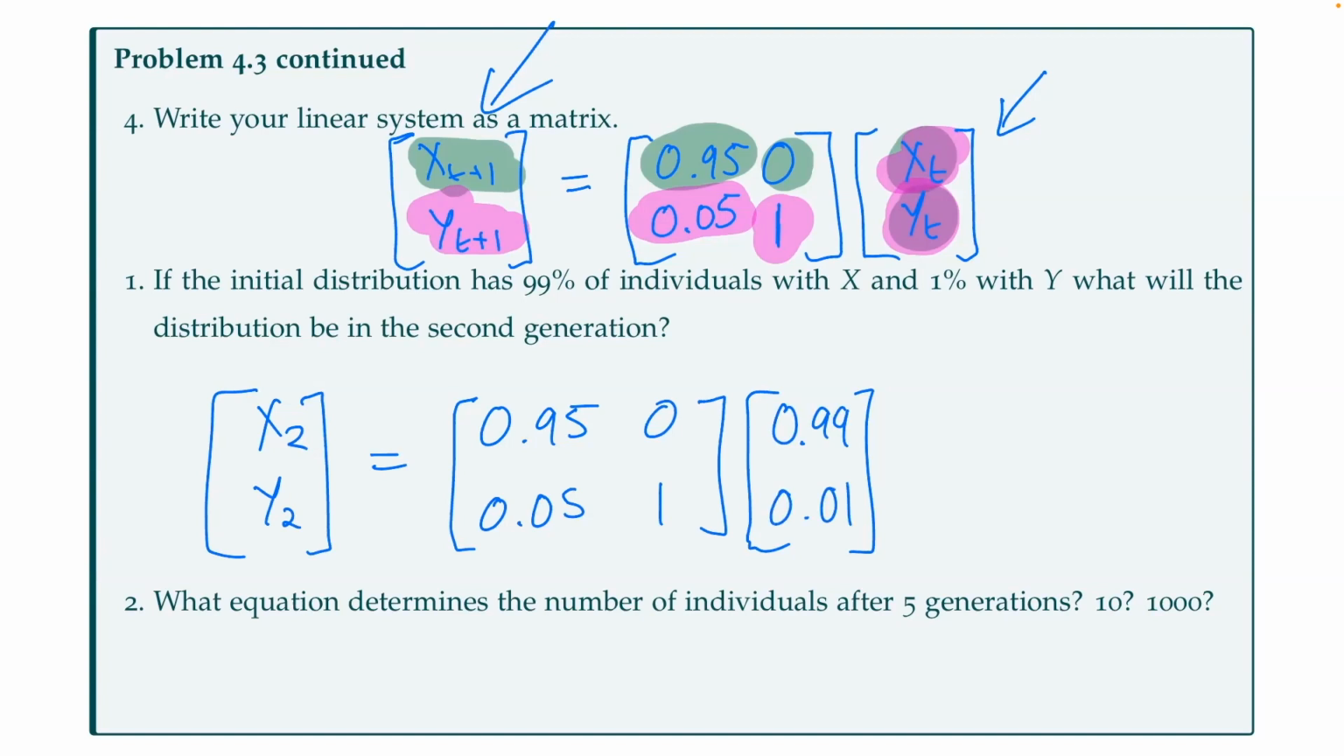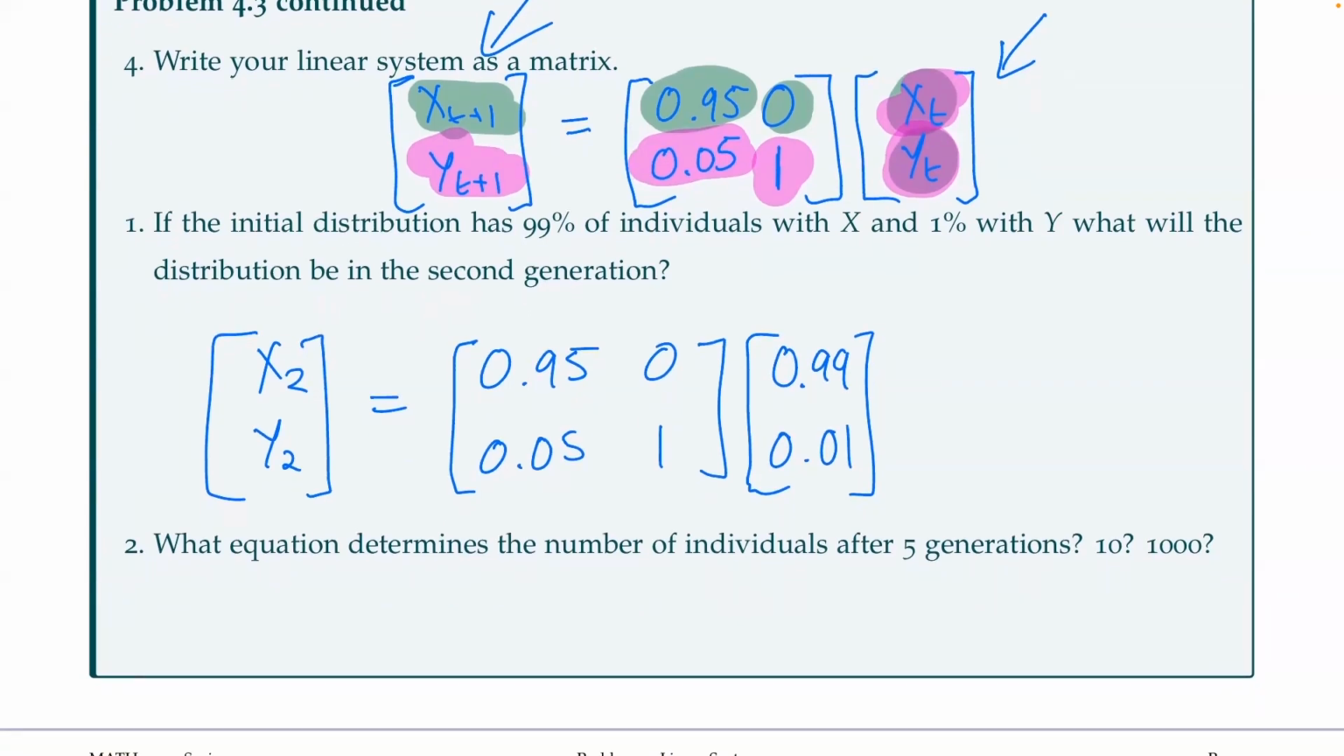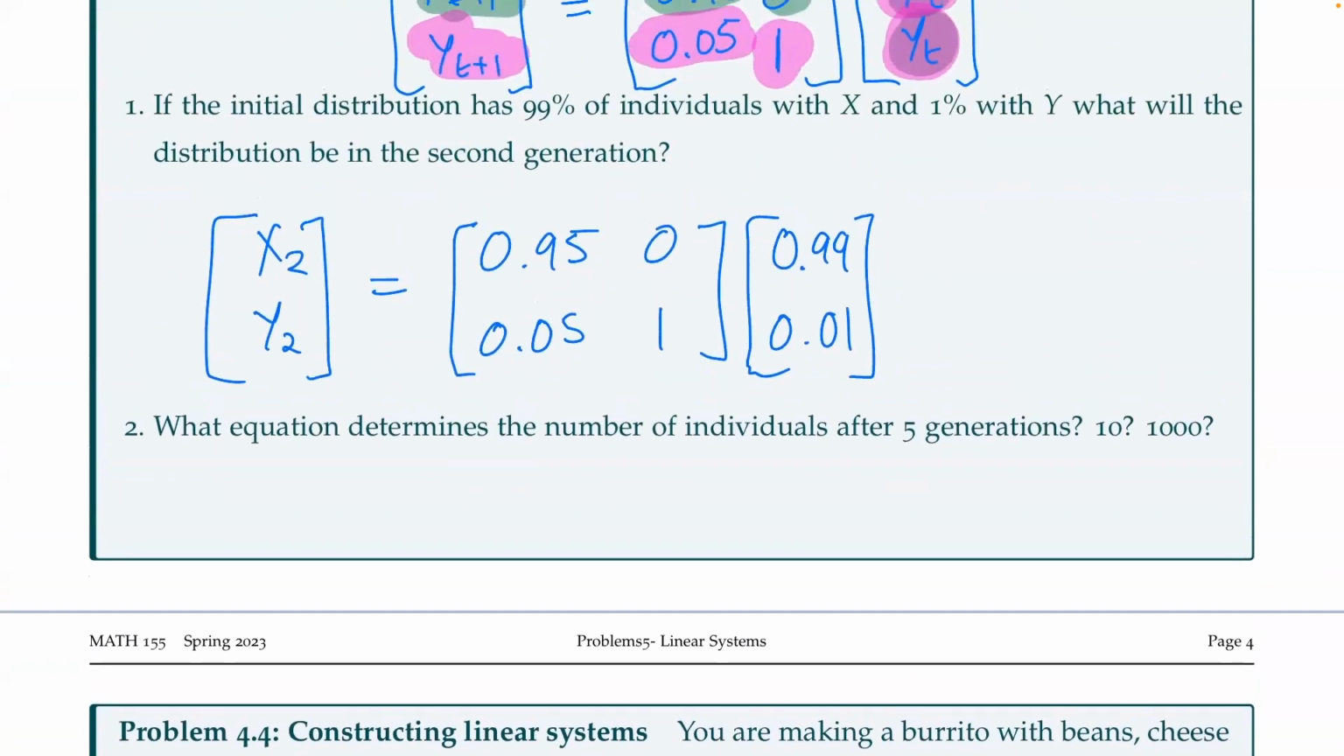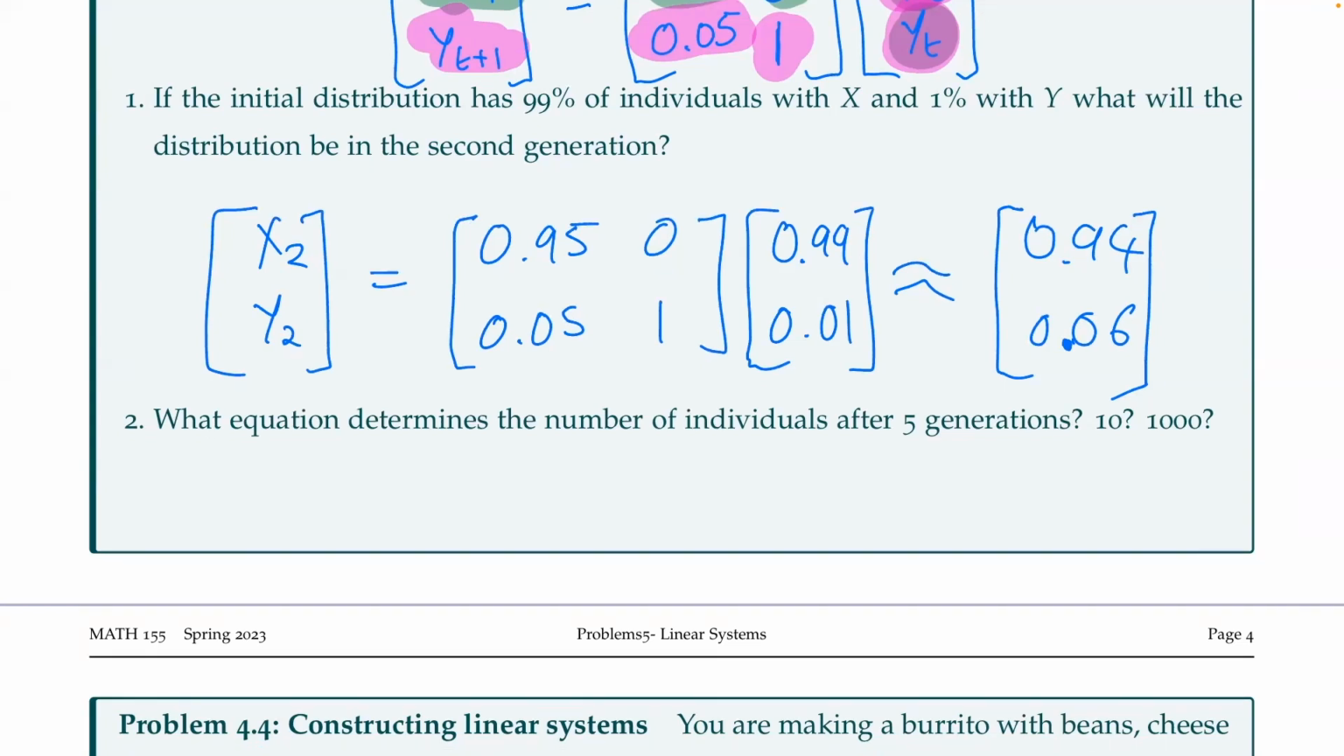So we just need to work this out. This is just matrix vector multiplication. Put this down. If we do that, you'll get approximately 0.94 and 0.06. It'll be a little bit under or over these numbers, but it's approximately that, okay?